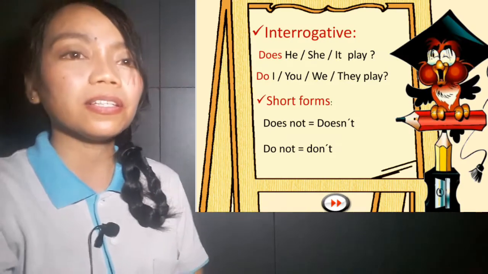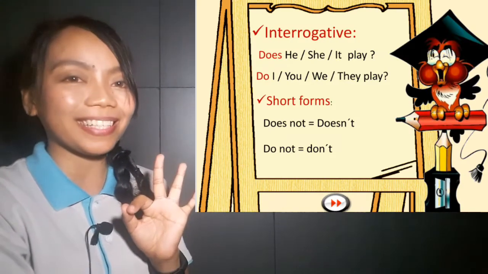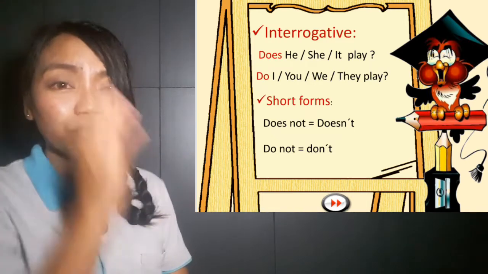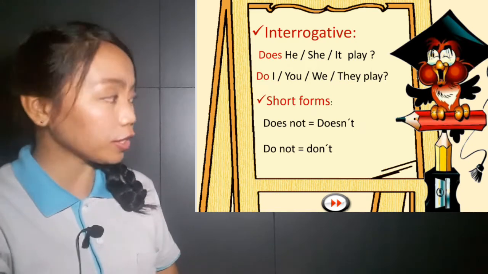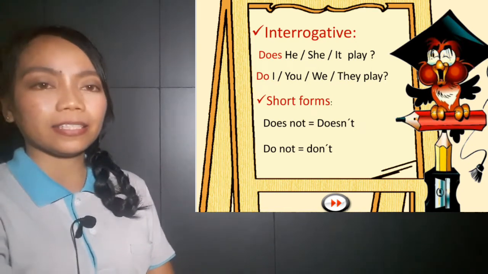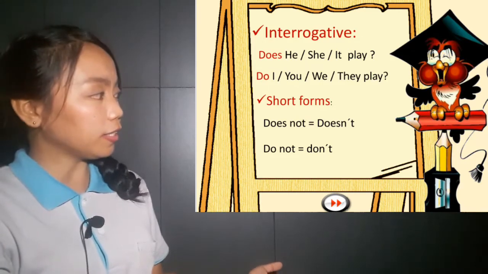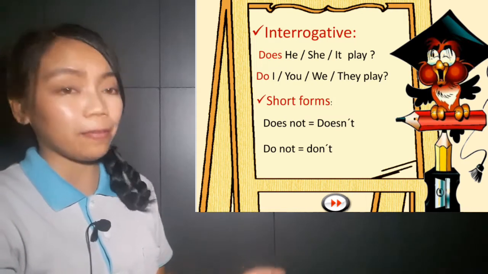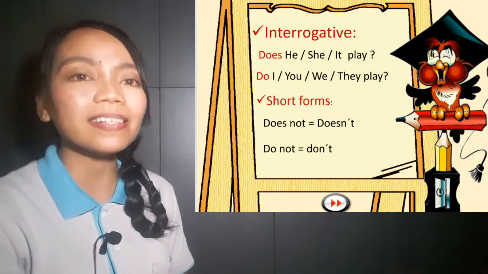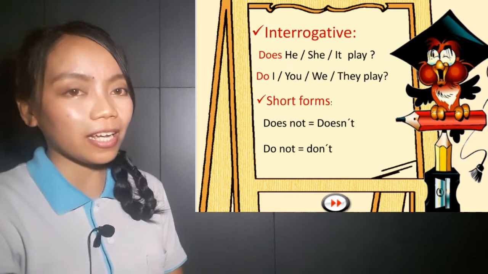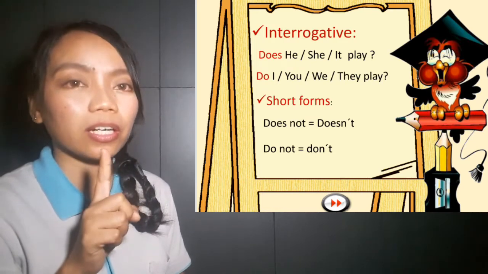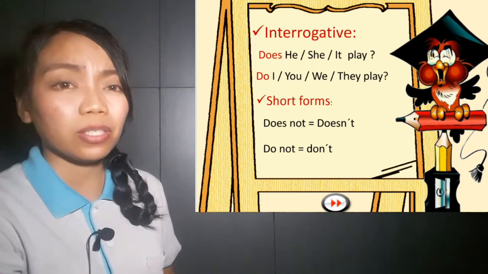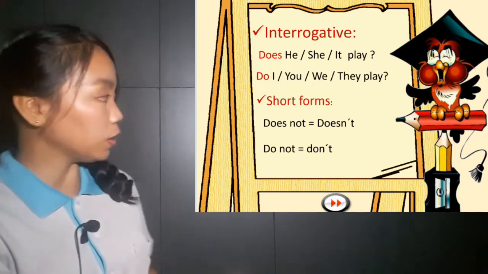Next, the third form of present simple is the interrogative form. What is the interrogative form, or the question form? Like, does he, she, it play? Or do I, you, we, they play? Remember, if the subject is singular or only one, we will use does. And if the subject is plural, we will use do.